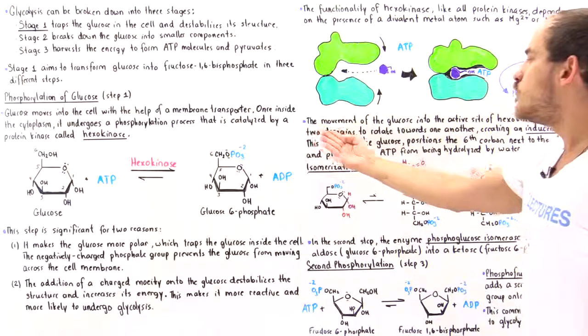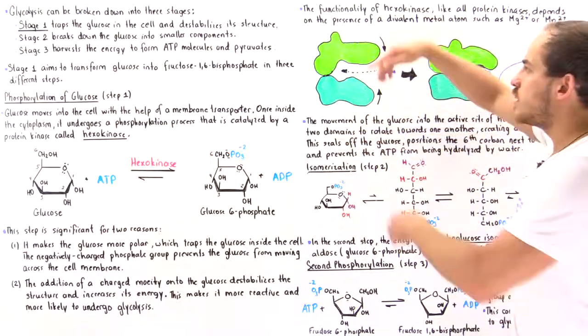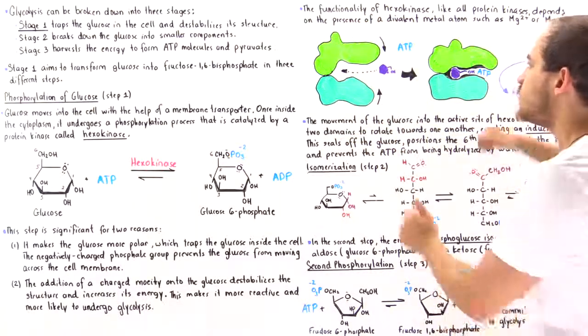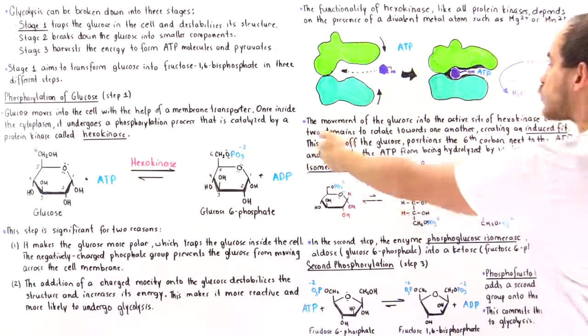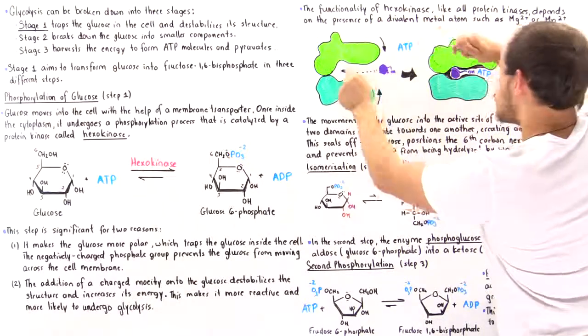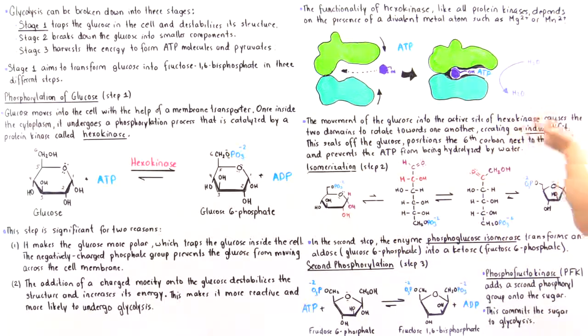So the movement of the glucose into the active site of hexokinase causes these 2 domains to basically rotate about 12 degrees. So they actually move about 10 angstroms, and that rotates these sections and closes that glucose molecule inside this active site, creating an induced fit.